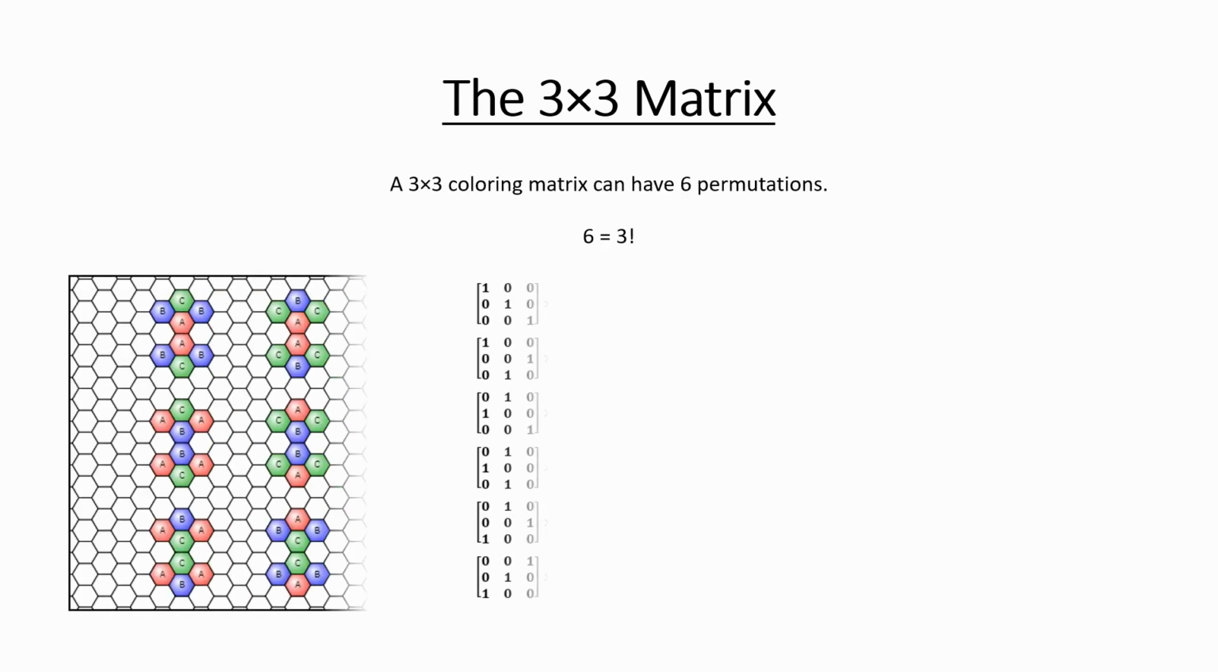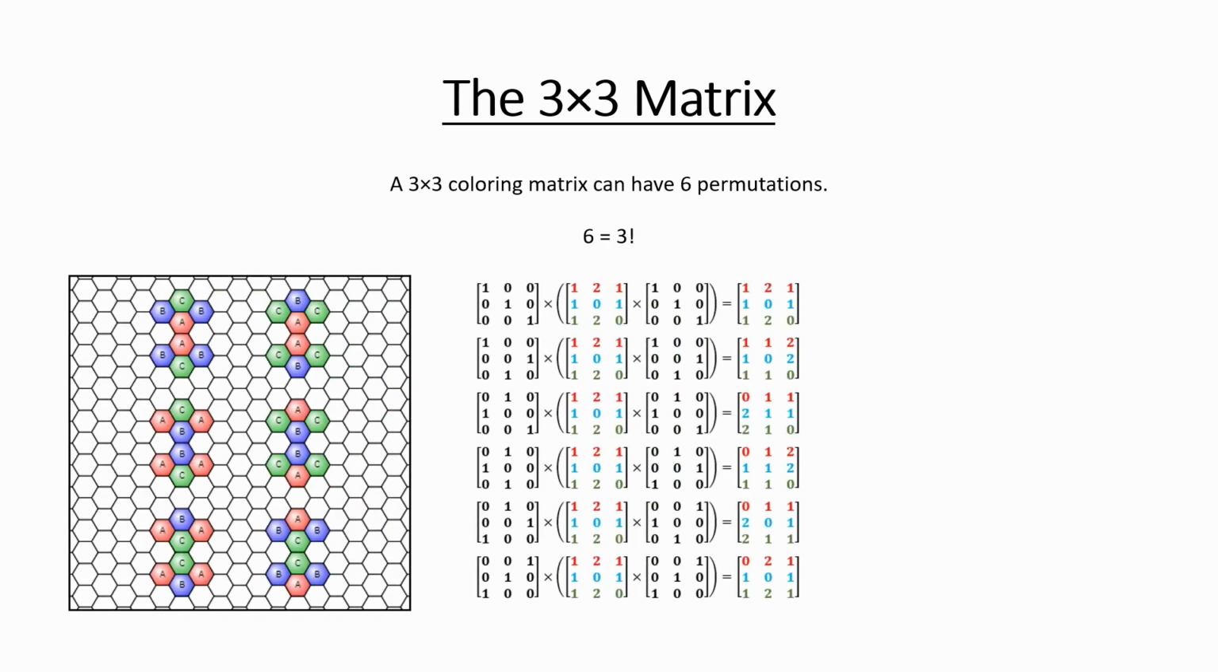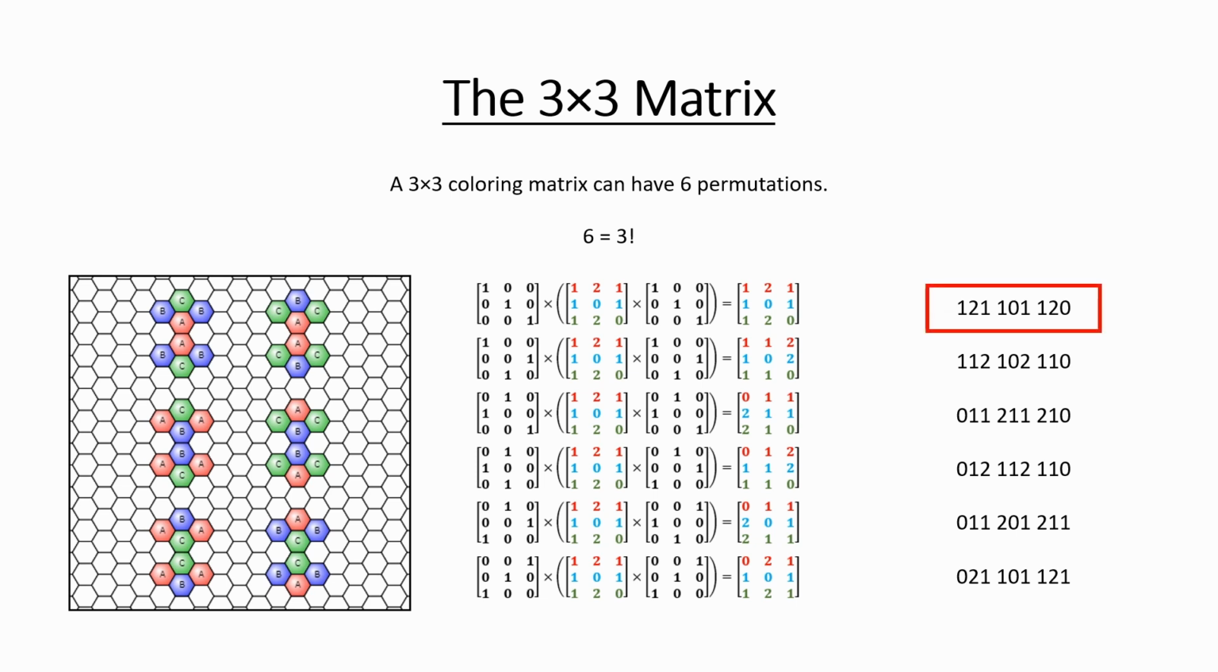Using the rules laid out above, let's expand our matrix to a 3 times 3 size. In this case, a coloring combination can have up to 6 permutations. To avoid double work, I only look for a structure corresponding to a matrix if it is impossible to generate a higher lexicographical order string from the matrix via permutation.